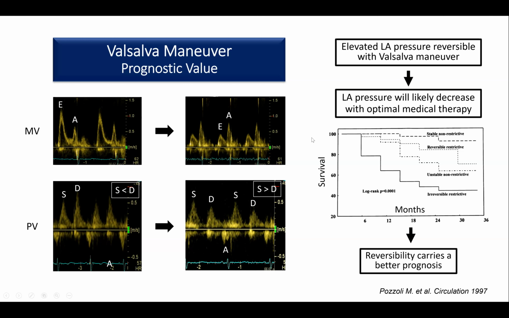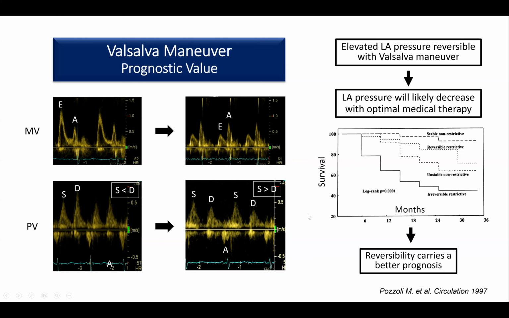What's really important as well is that reversibility carries a substantially better prognosis than lack of reversibility. You can see here, if you have a restrictive pattern and you look at survival, this is the reversible restrictive pattern. This is the irreversible restrictive pattern. Significant difference in outcome. Patients who have a reversible pattern like this patient do much better than those who have an irreversible pattern. They do much better survival-wise. They have a much, much better prognosis.